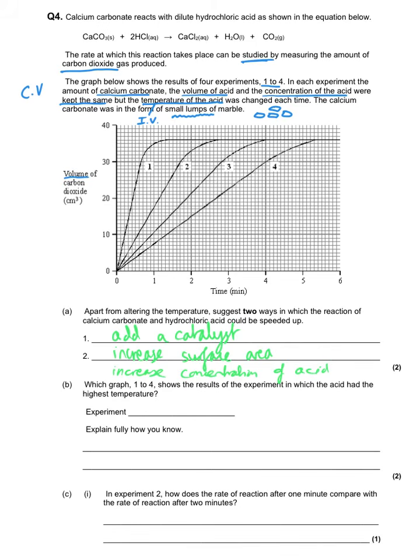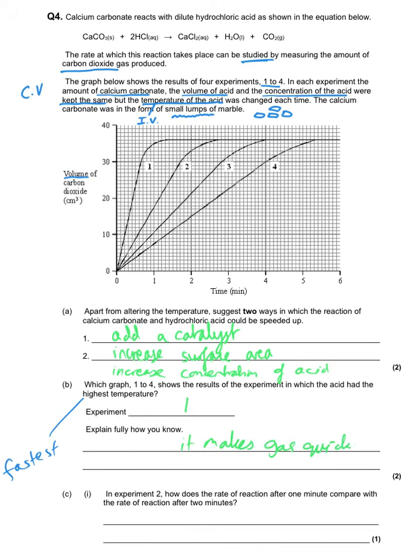Next, it says which graph 1 to 4 shows the results of the experiment in which the acid has the highest temperature. And so the highest temperature is the one that you would expect to be the fastest reaction. And looking at this, we can see the gradient, how steep this line is. 4 is the least steep, 3 is a bit steeper, 2 is a little bit steeper, and 1 is the steepest. And so we would expect the answer to be experiment 1, which might well get us that mark, because there's 2 marks available here, unlike on the previous question when there was only 1. So experiment 1 is the fastest, and so it makes gas the quickest.